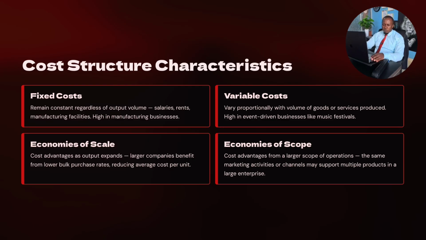Next, we have economies of scale. Here's whereby you get cost advantages as your output expands. So larger companies benefit from lower bulk purchase rates, reducing average cost per unit. We also have economies of scope. These are cost advantages from a larger scope of operations. The same marketing activities or channels may support multiple products in a large enterprise. So that's a key example of how economies of scope would work.